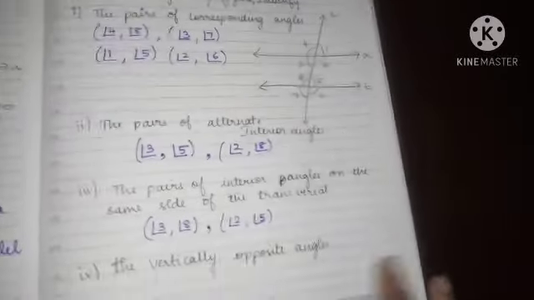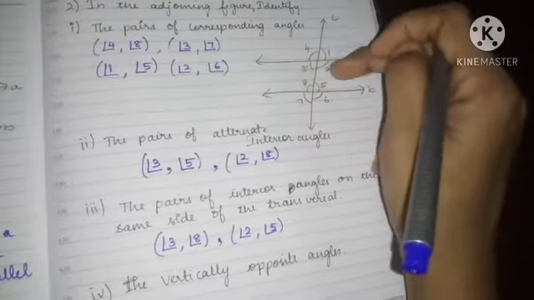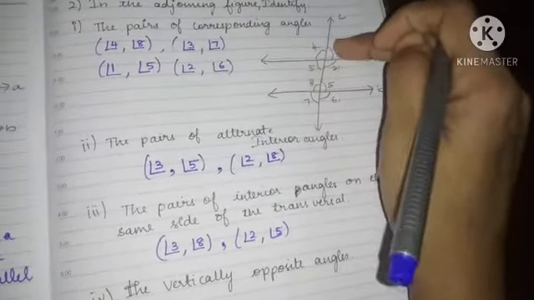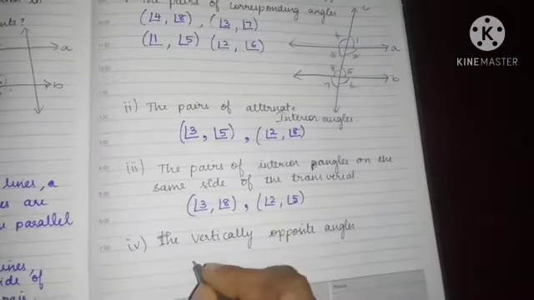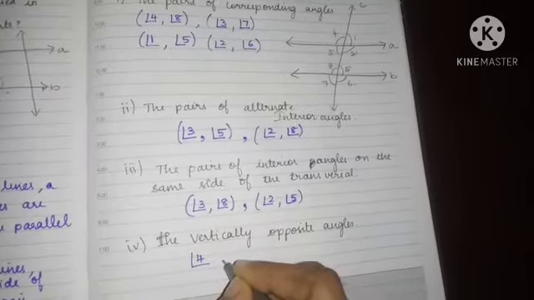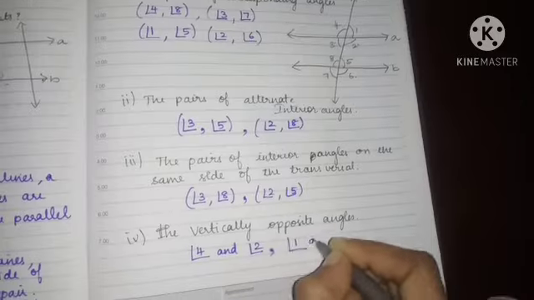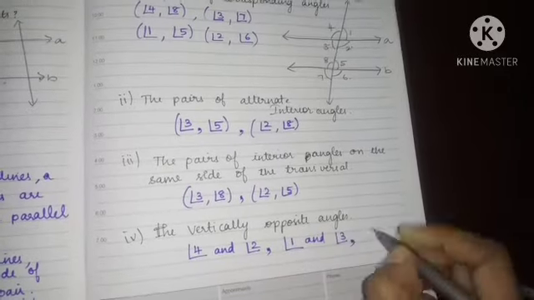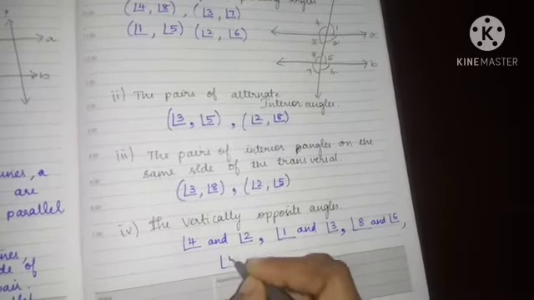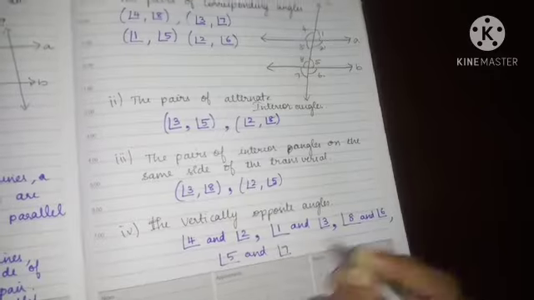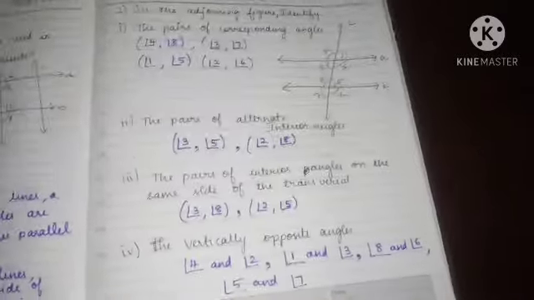Next, vertically opposite angles. These two are vertically opposite. 2 and 4 are vertically opposite. 1 and 3 are vertically opposite. 8 and 6 are vertically opposite. 7 and 5 are vertically opposite. So I'm just going to write the vertically opposite angles: angle 4 and angle 2, angle 1 and angle 3, angle 8 and angle 6, angle 5 and angle 7. So vertically opposite angles also I have written.